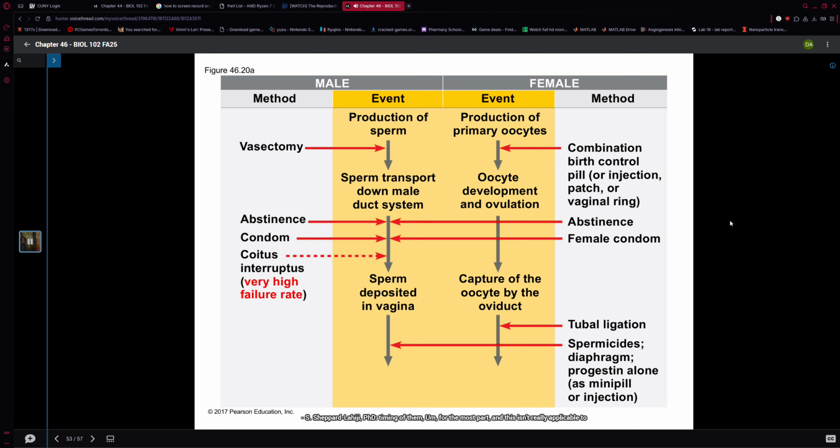And for the most part, and this isn't really applicable to everything, but, as you go higher upstream in terms of preventing these events, that increases the likelihood that we can avoid that implantation event from happening, right? So if we have the vasectomy, even though you are able to produce sperm, because of that vasectomy, the ability for that sperm to transport its way through the duct system is impeded, which means if it can't do that, we can't achieve any of those downstream events.